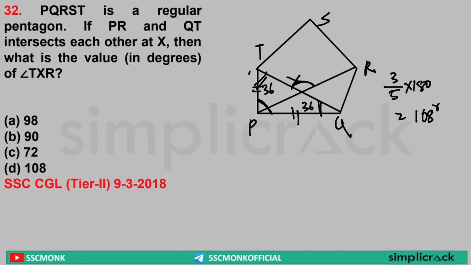Clear? Sorted? Now same goes here. This is 36, this will be 36, this will be 36, this will be 36. See, if this is 36, this is 36, that is 72. This total is equal to 108. If this total is 108, this total is 108. So TXR is equal to 108 degree. Clear? Sorted? Yes or no?